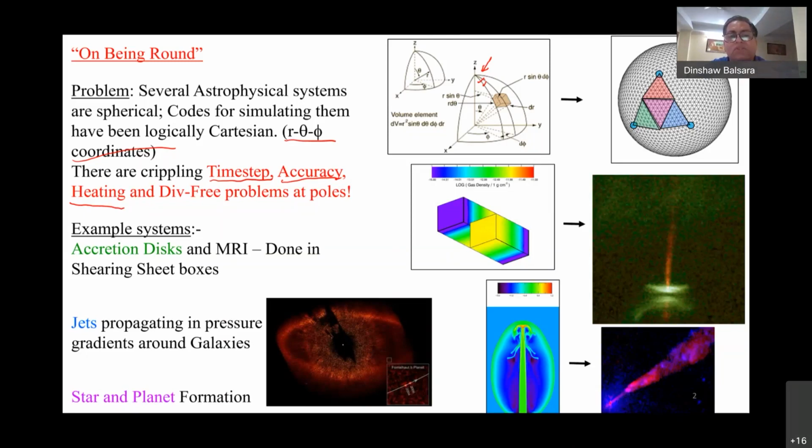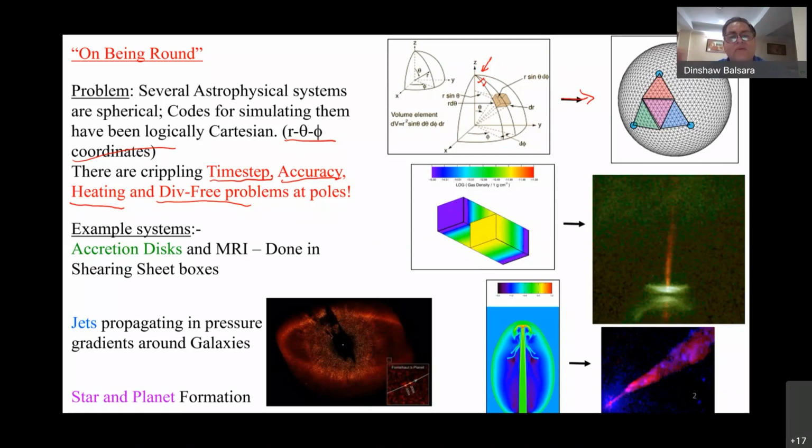Furthermore, magnetohydrodynamics requires a divergence-free representation of the magnetic fields, and we cannot achieve a divergence-free representation of the magnetic fields at the poles or anywhere else if we use an r theta phi geometry. So what we want to do is move over from the panel on the left to the panel on the right, which is oriented towards uniformly covering the sphere with small triangulations, so that we avoid any coordinate singularity, never having a coordinate singularity to begin with.